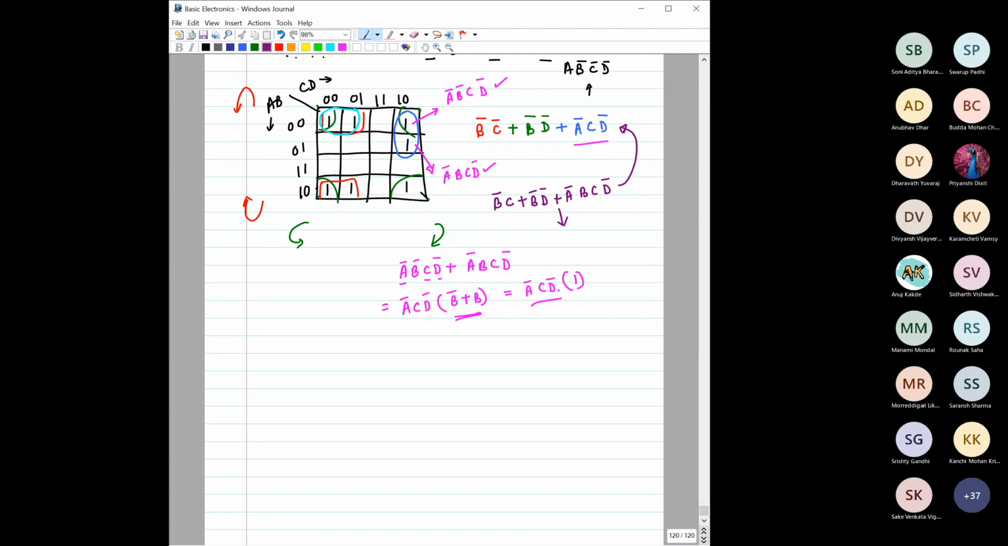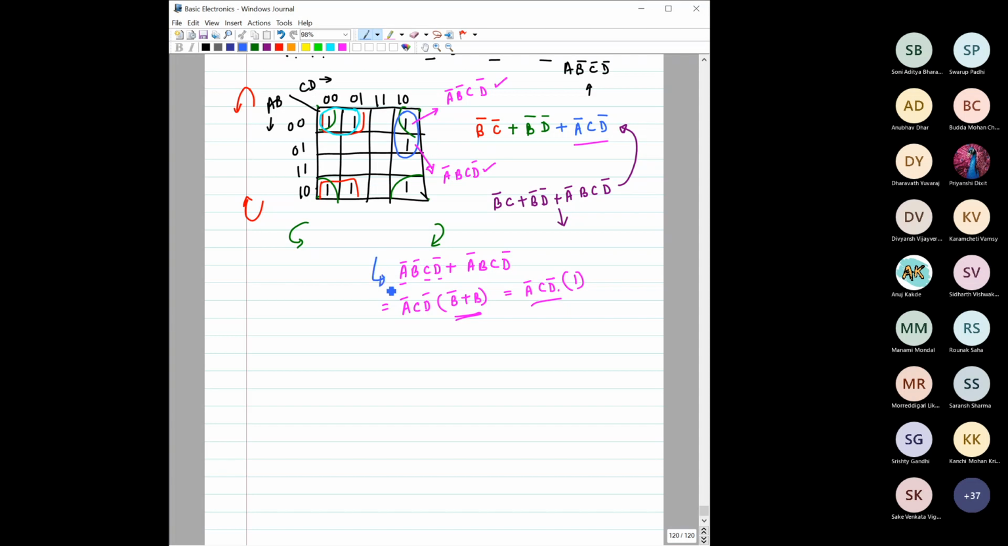That is a very good point that you have raised. When you are grouping, first try to make the group as large as possible. When you make the group as large as possible, you will get the minimized expression. For example, see this blue one. Here it is a group of two terms.